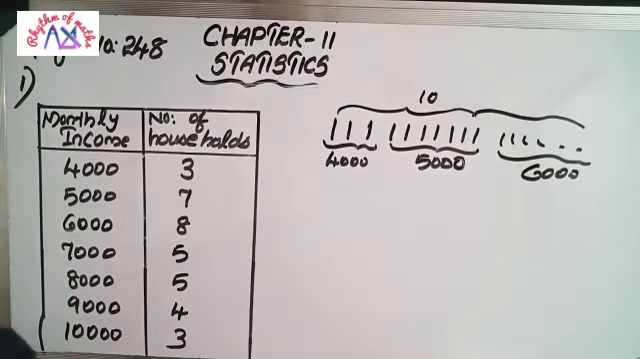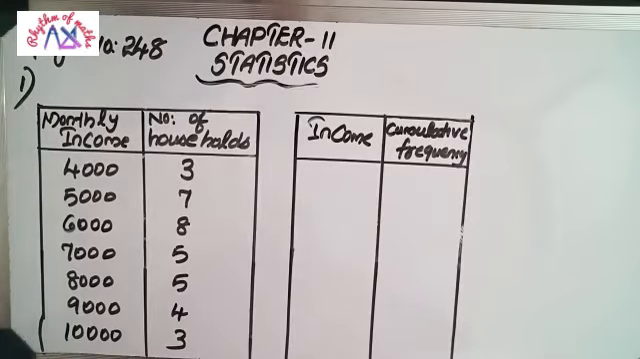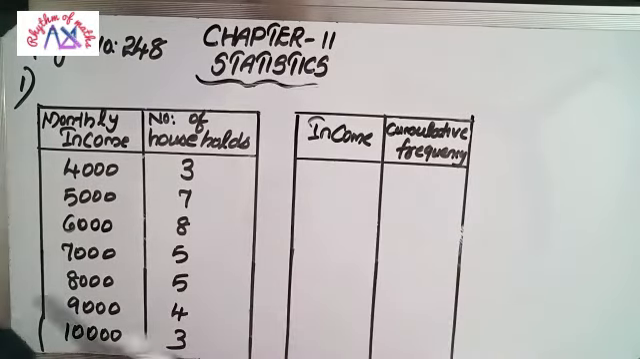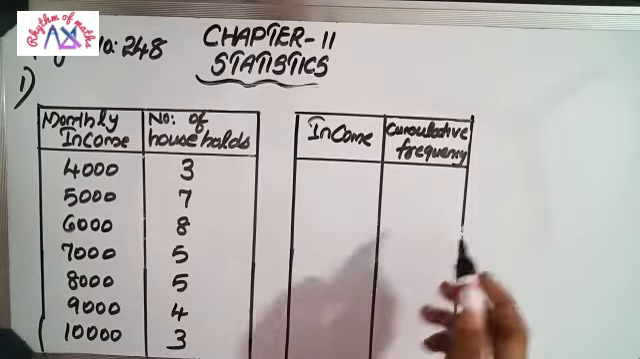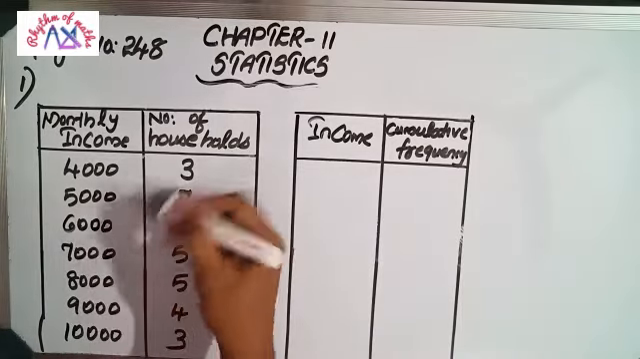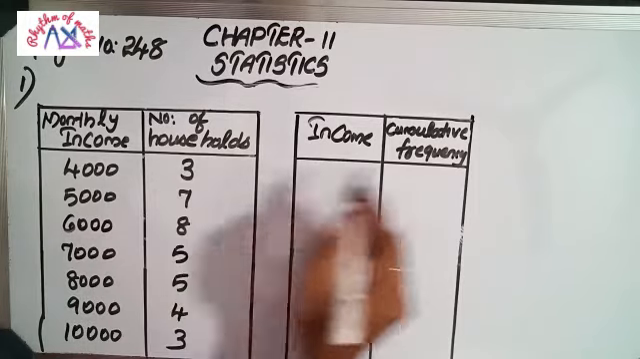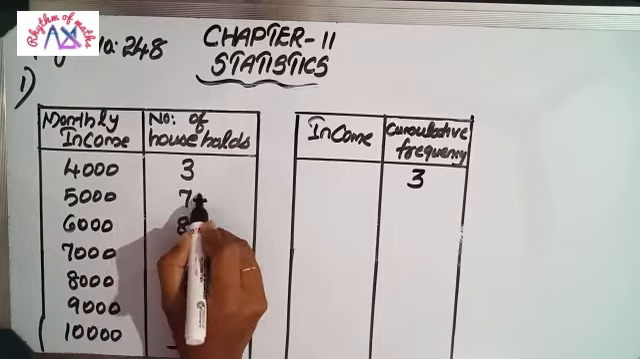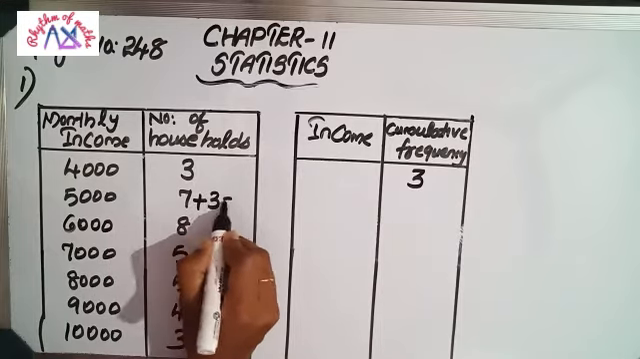So simply I will explain the method. Just redraw the box. This is the second box. First the same income, second the cumulative frequency. In the first box itself you can find cumulative frequency just by adding previous frequencies. That means the first number will be 3 itself. The next will be 7 plus 3, that is 10.